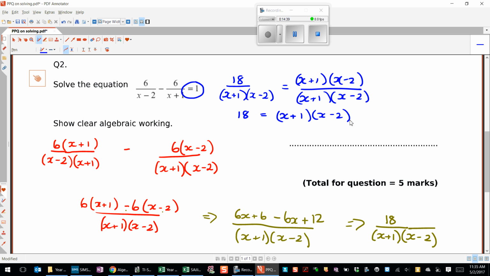The other option was, instead of using that, what could I have used? 18. But I would have ended up with the same thing. I would have had 18 and 18, and then 18 on this bit equals bottom. So I'd have ended up exactly the same place. So that's how we get rid of the fraction. So lots of steps there, lots of work. That's why it's worth 5 marks.